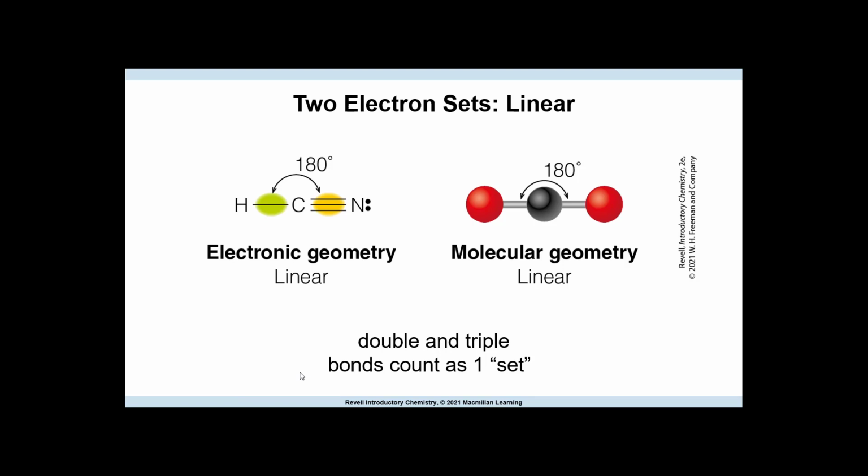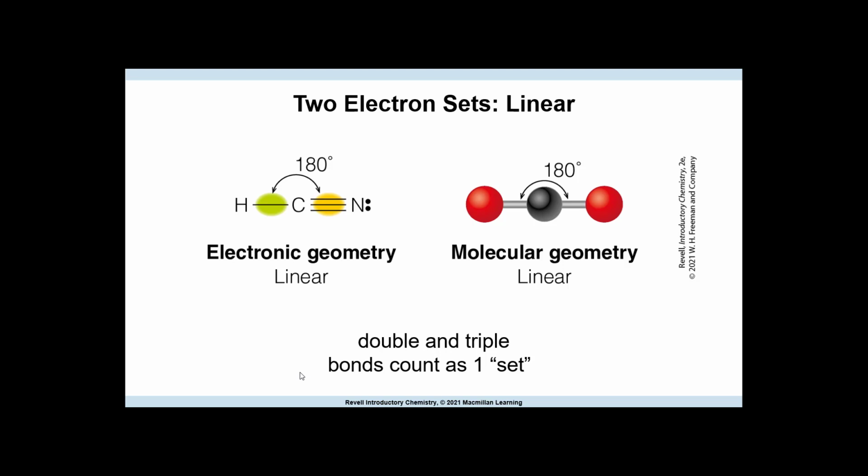When doing a VSEPR model, we consider the triple bond to be one set. And so basically it's a set. It doesn't matter how many bonds it is. We're not looking at the specific bonds. Think of a single, double, and triple as a set. It doesn't matter what it is. We're not worrying about the specifics. It's just bonded. So it's a set.